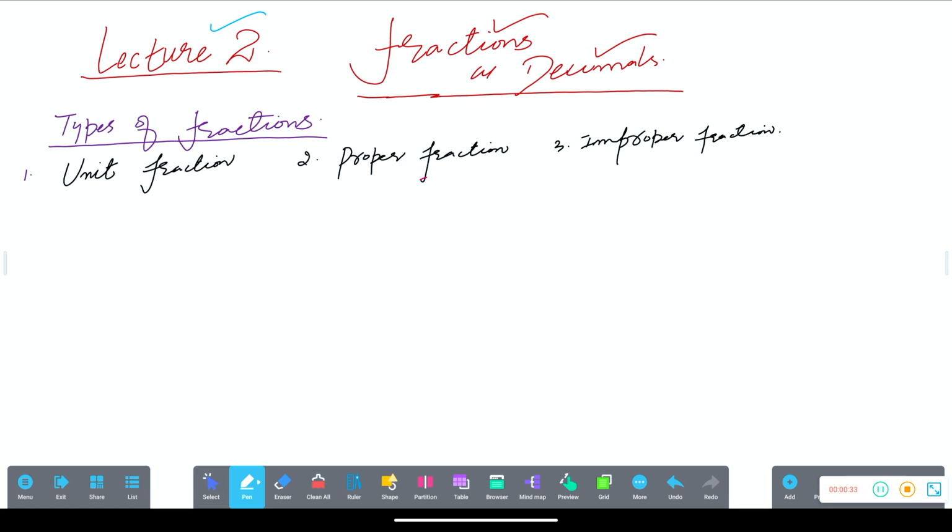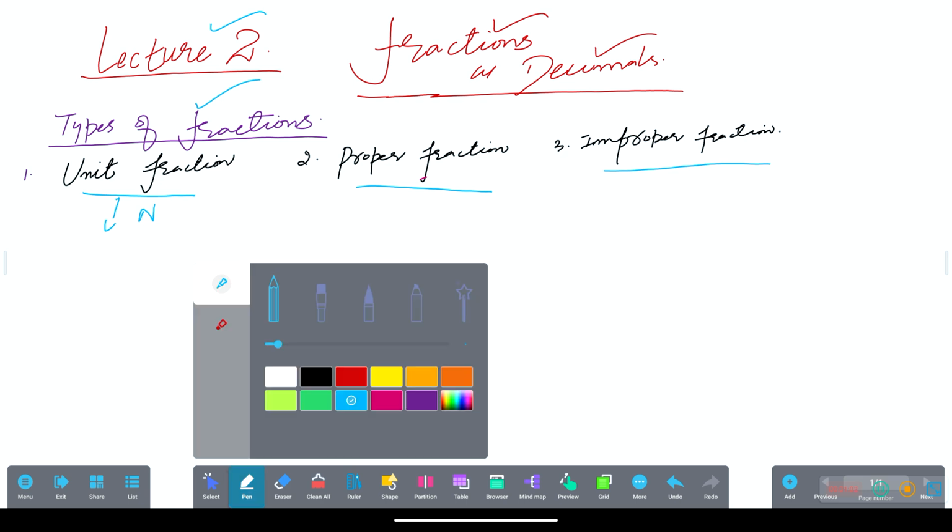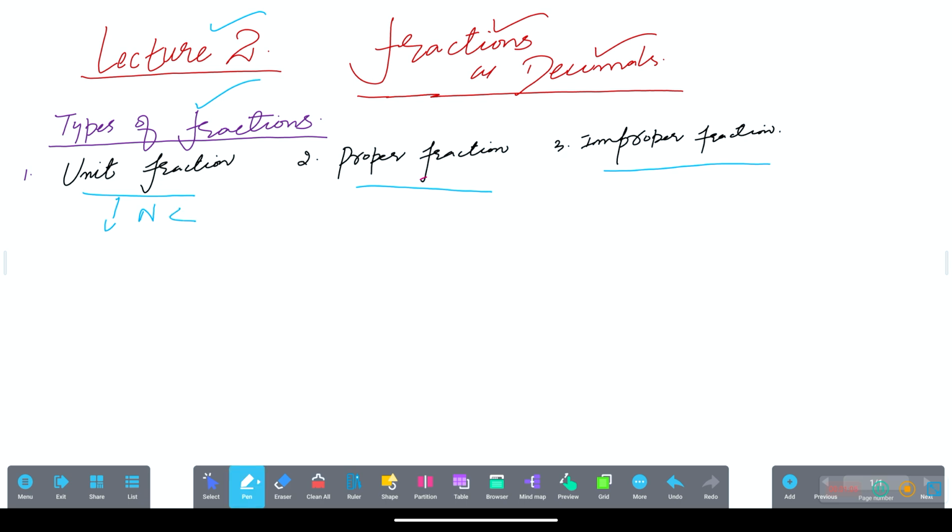The last time, the topic we had taken was types of fractions. So we have done a few. This was the topic, types of fractions, where we explained 3 types: unit fraction, proper fraction and improper fraction. Let me remind you, unit fractions are those fractions whose numerator is equal to 1. Any fraction having numerator equal to 1 is a unit fraction.